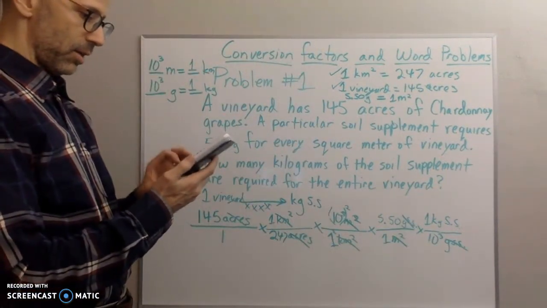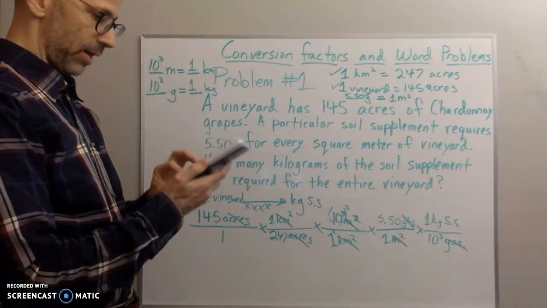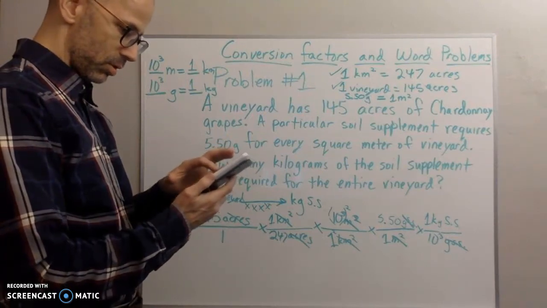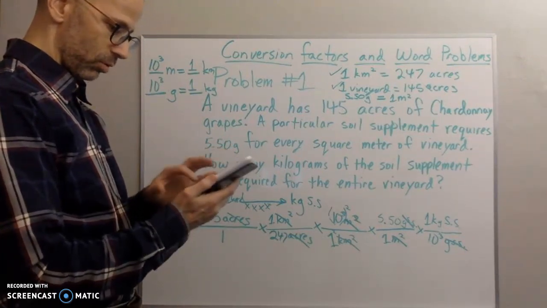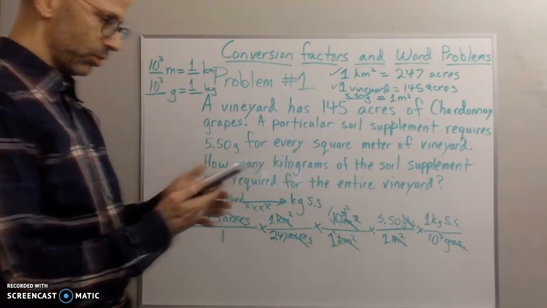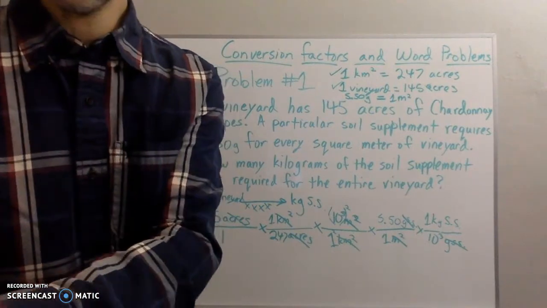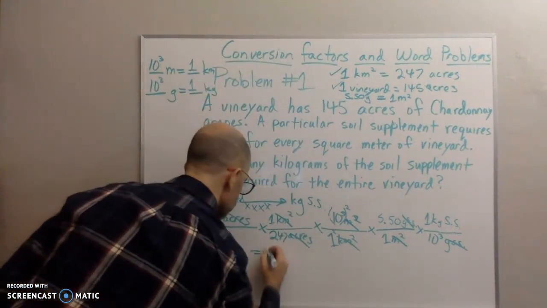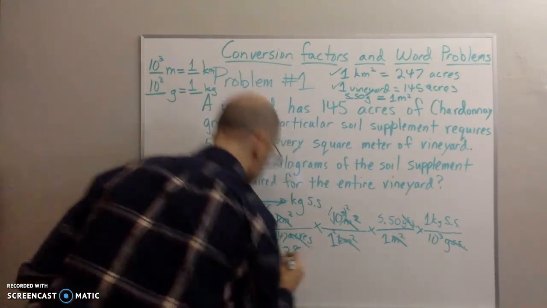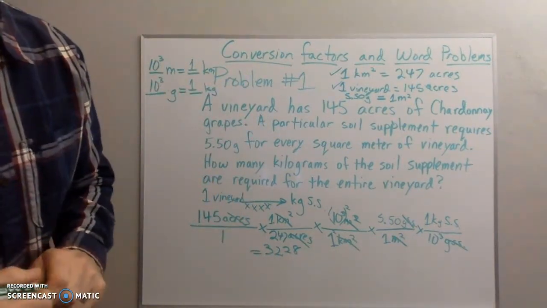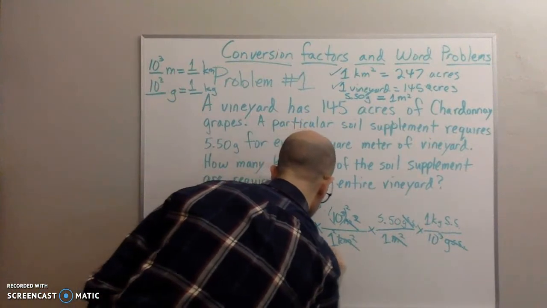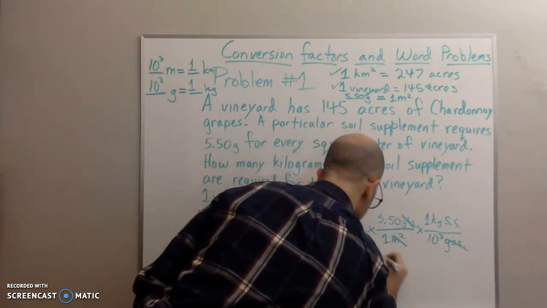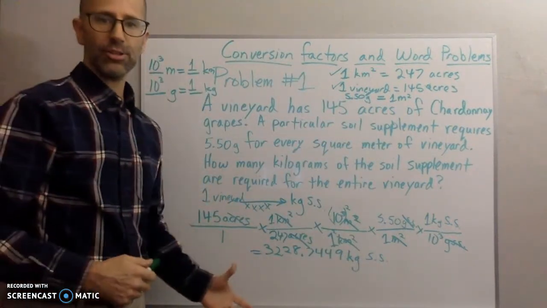So I'm going to divide by 1,000, equals, and so I get for the answer 3,228.7449, and my unit is kilograms of soil supplement. So that is the answer to the problem.